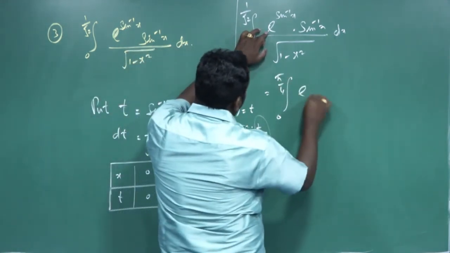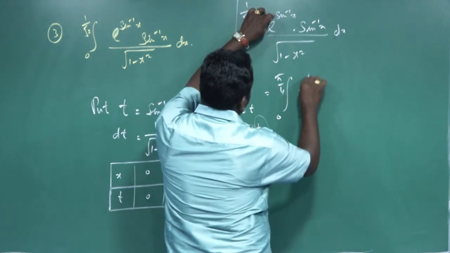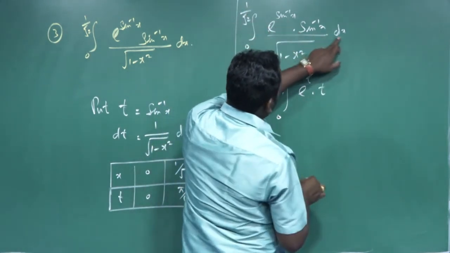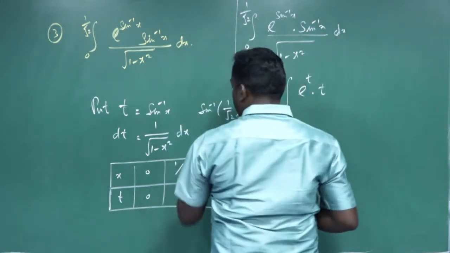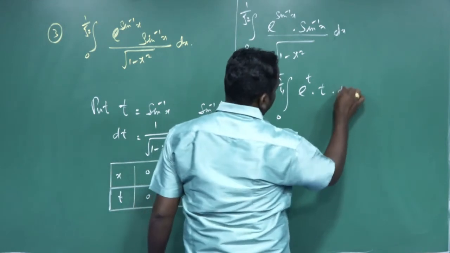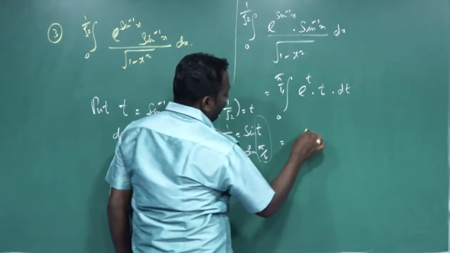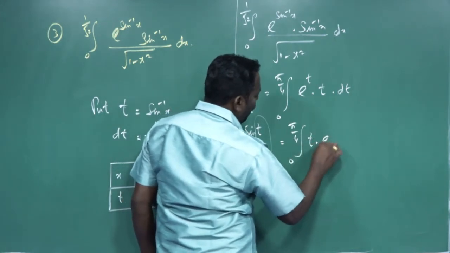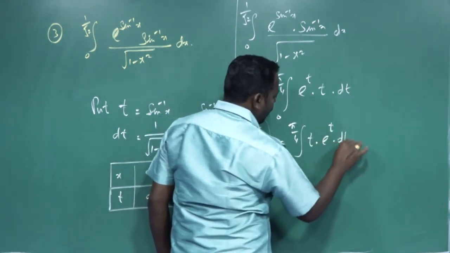And then e power sin inverse of x, defined by t, into sin inverse of x equal to t, then dx by square root of 1 minus x square defined by dt. Now rewrite the term: integral from 0 to pi by 4 of t into e power t into dt.